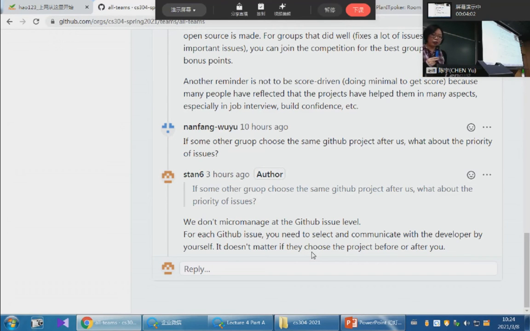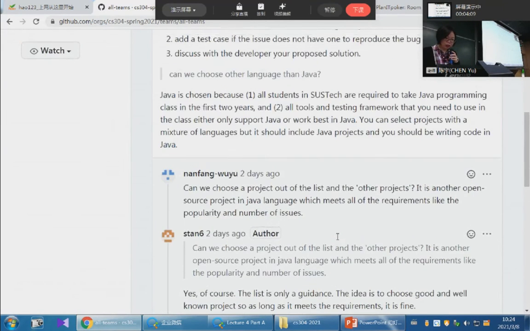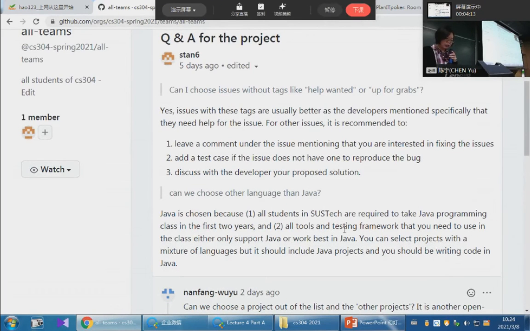So we encourage you to communicate with the developers, in terms of the steps in collaborating with them. This is the first question that I answered. Basically, leave a comment saying that you are interested in fixing the issue. Tell the developers your idea for fixing it. If they don't have a test case, add a test case so that you can be sure what your goal is. If you have fixed these issues, the test case should be passing. That brings us to the topic that I will cover today, which is more on unit testing. And yes, you should be discussing your proposed solution with the developers.